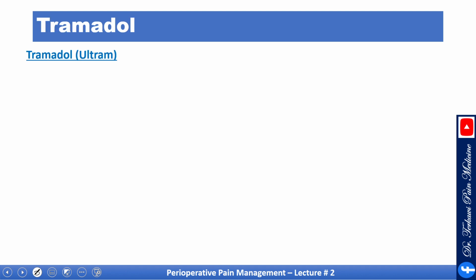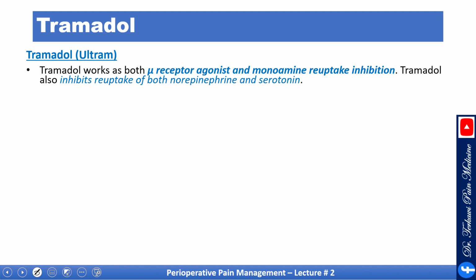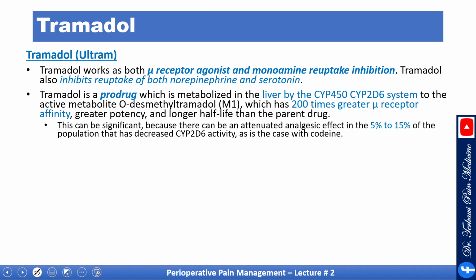Now let's talk about tramadol or Ultram. Tramadol works as both a mu receptor agonist and monoamine reuptake inhibitor. Tramadol also inhibits reuptake of both norepinephrine and serotonin. Tramadol is a prodrug which is metabolized in the liver by the CYP450, specifically CYP2D6 system, to an active metabolite, M1, which has 200 times greater mu receptor affinity and longer half-life than the parent drug.